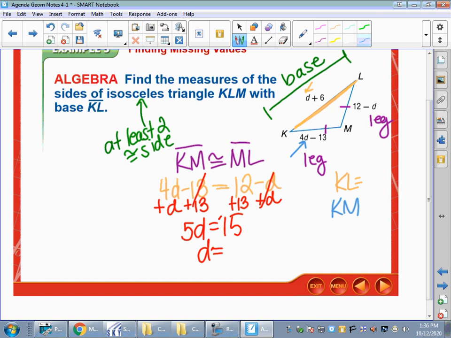That's got to be 25, so D has to be equal to 5. If you wondered what I was doing, you were right. You should have stopped me and told me to stop. Okay, so now I'm going to put a 5 in there. So 5 plus 6, do you like KL as 11 better?